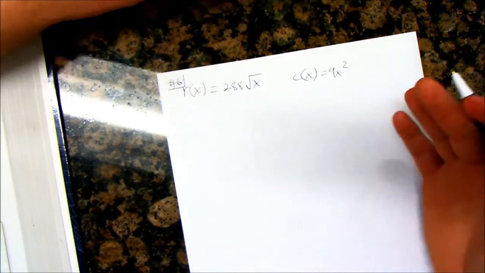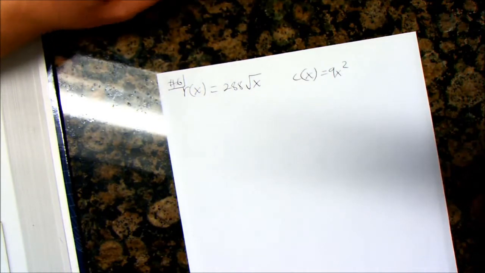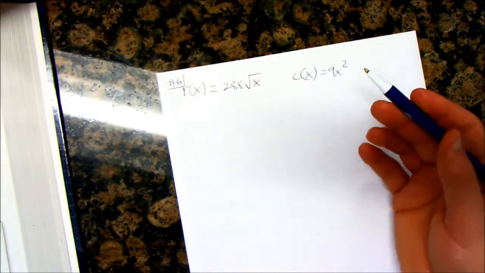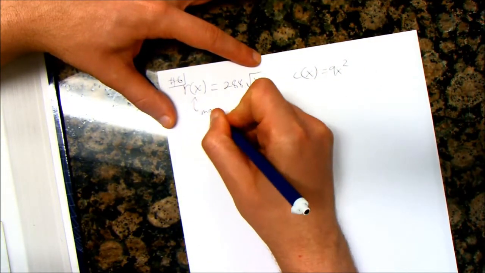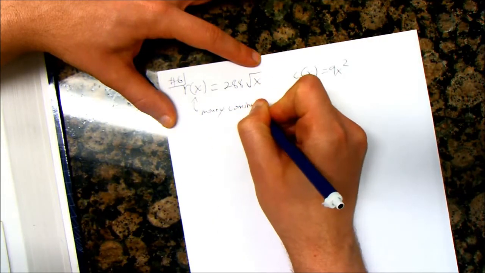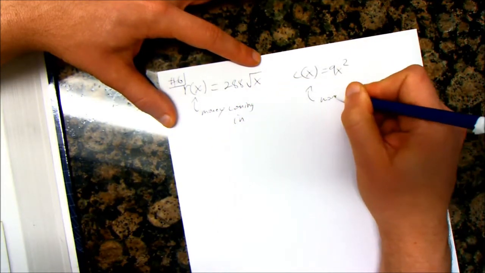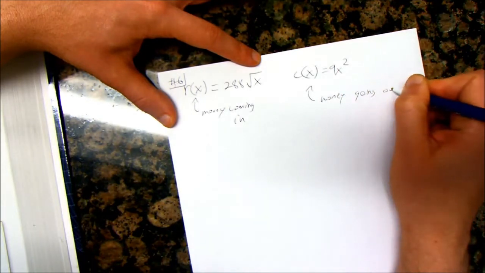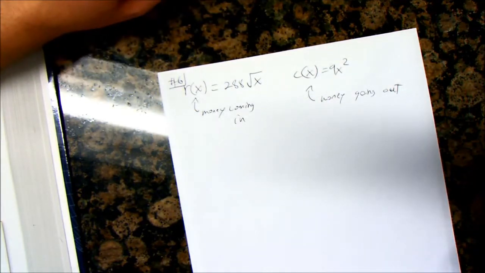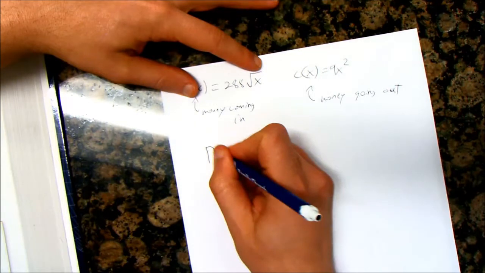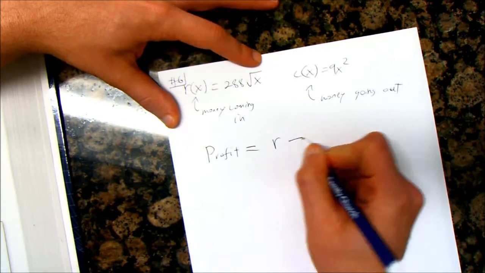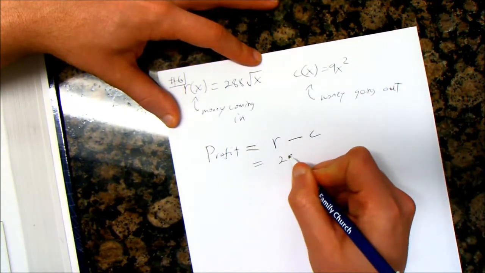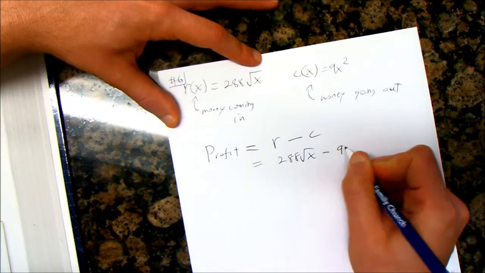Okay, so you have to know a little bit about business formulas and business calculus, but revenue, the definition is money that's coming in. So I'll write that. Just money coming in. And then cost is money going out. So profit is, at the end of it all, what did you actually make? What did you profit from? What did you keep? So profit is equal to revenue minus cost. So it's going to be this, 288 square root of x minus 9x squared.